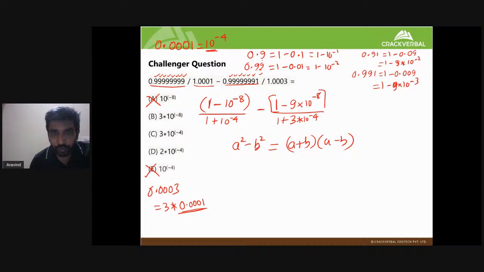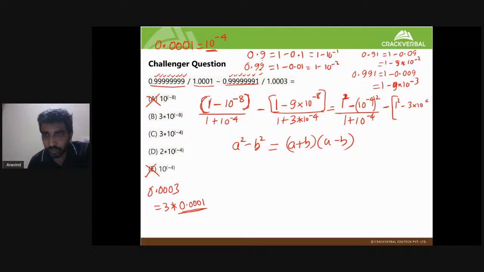Now here, if you look at the numerator, the terms in the numerator are clearly in the form of a square minus b square. So this is 1 square minus 10 power minus 4 whole square, and 10 power minus 4 whole square would be 10 power minus 8, divided by 1 plus 10 power minus 4. The other term is 1 square minus 3 into 10 power minus 4 whole square. So that's a square minus b square again. We have 1 plus 3 into 10 power minus 4.